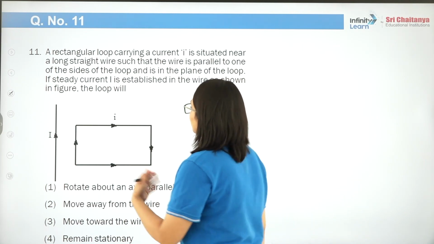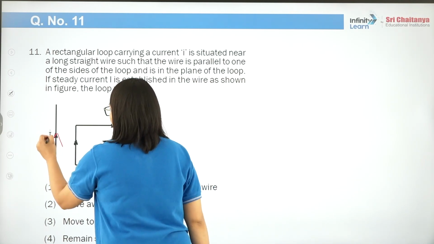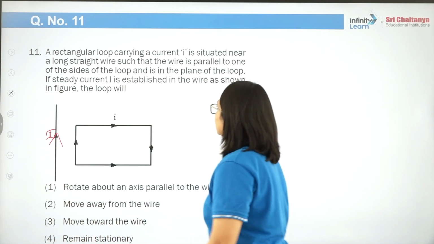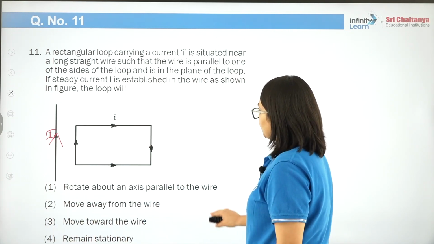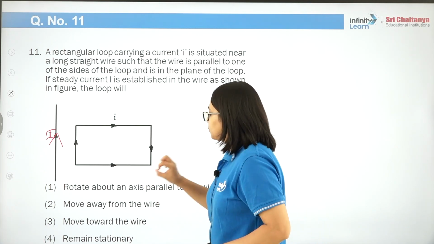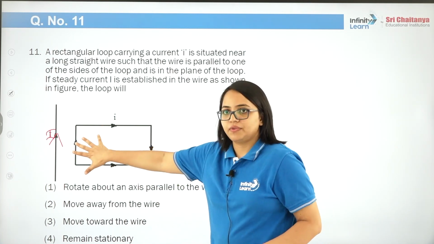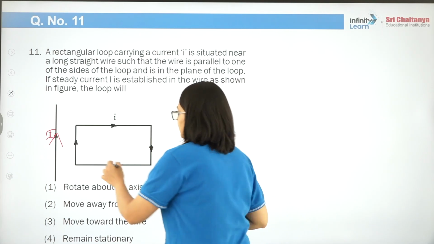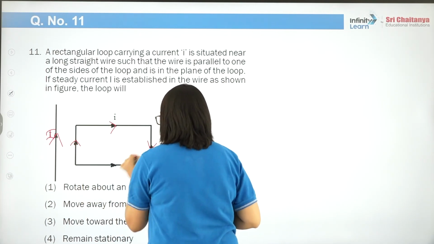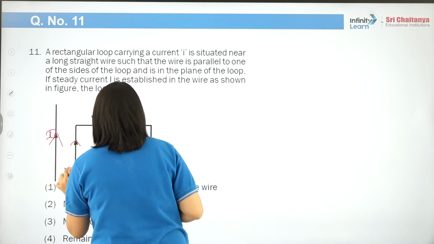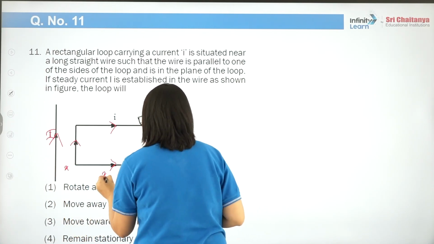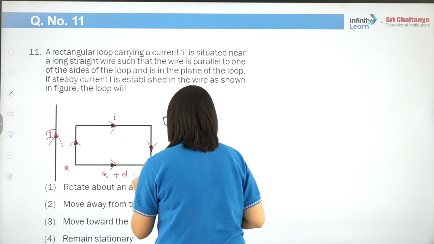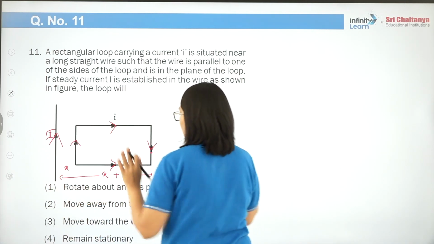Question number 11, we have a rectangular loop carrying a current small I and situated near a long straight wire carrying a current capital I, like this. And we need to find the direction of movement of the loop because of this configuration. So see, this is the direction of current in this loop. If this distance is x, then this distance will be x plus d, if d is one of the sides of this loop.